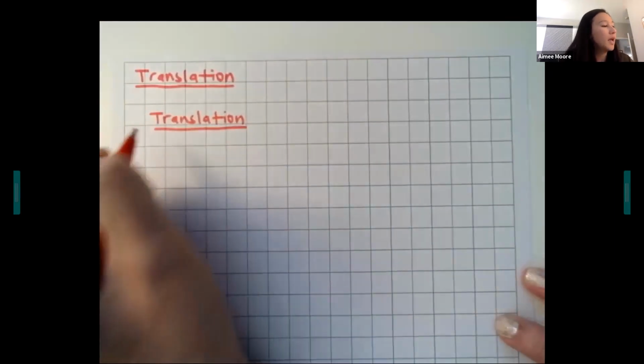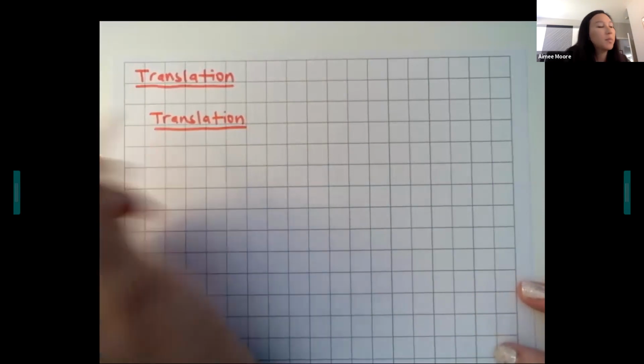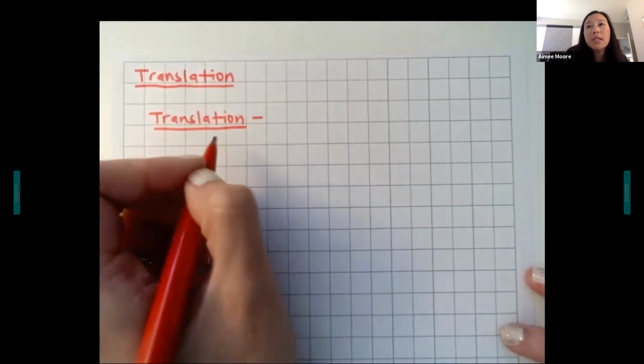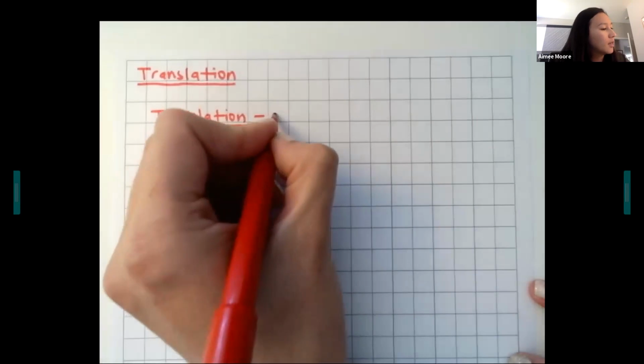Okay, so like we said in our little intro, a translation is a transformation that slides every point in a figure the same distance.